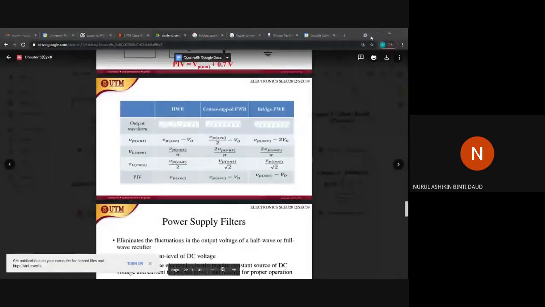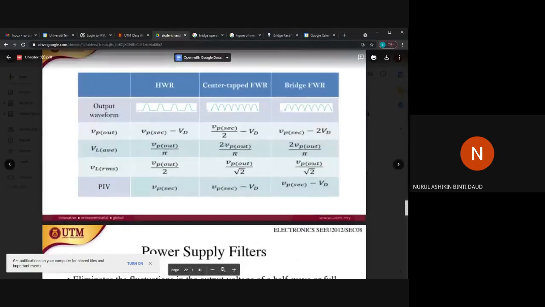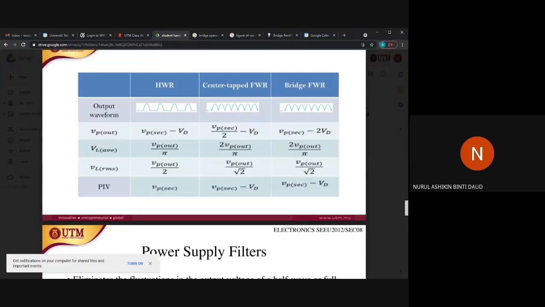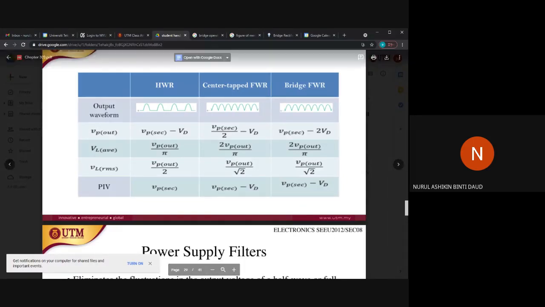Okay, you can see here for half wave rectifier, VRMS is equal to V output, peak for the output, divided by 2. Alright. So it is divided by 2. It is not square root 2. Still okay? Alright.